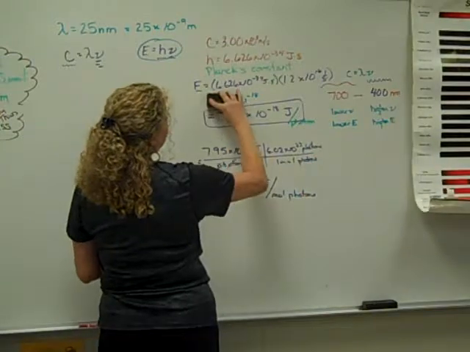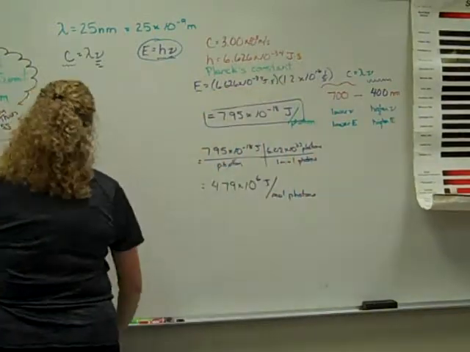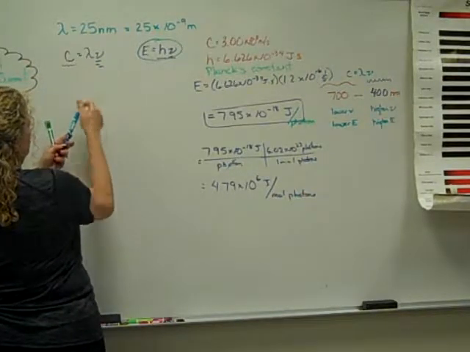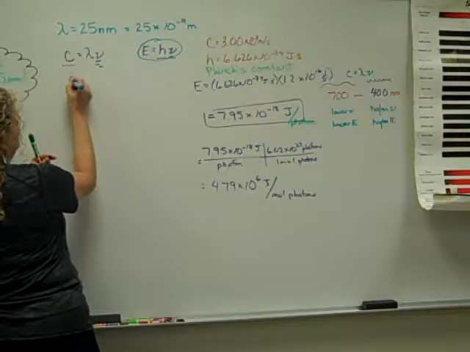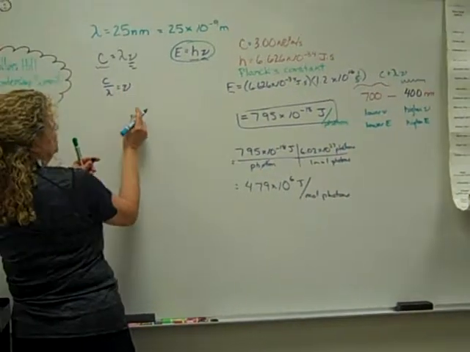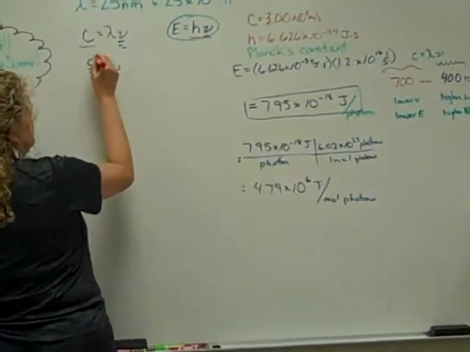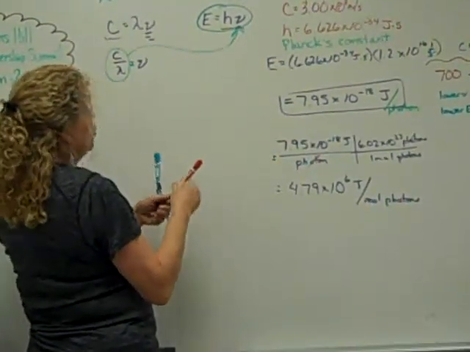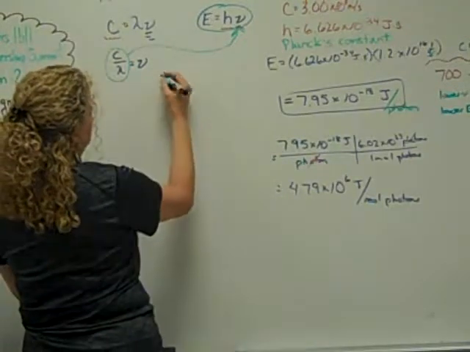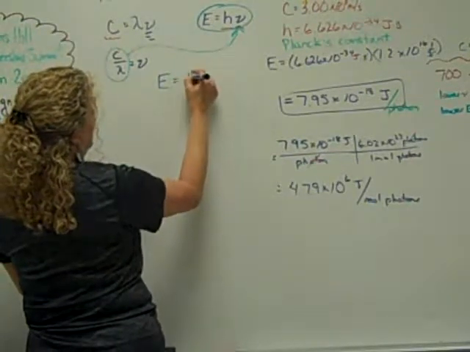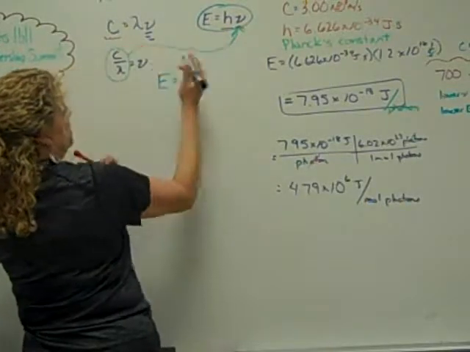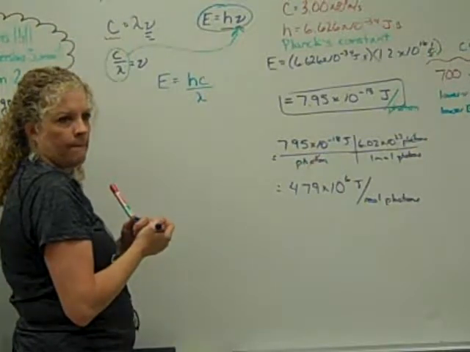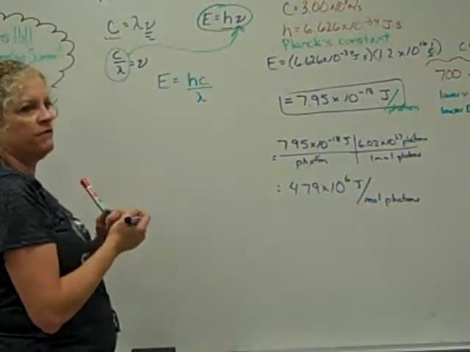Okay, so let's just look at that real quick. If I rearrange this formula, then we know that speed of light over wavelength is frequency. So if I take this and substitute it in here, then we have a new formula, which is energy equals H times C over wavelength. Y'all see how that fit together? Yeah.